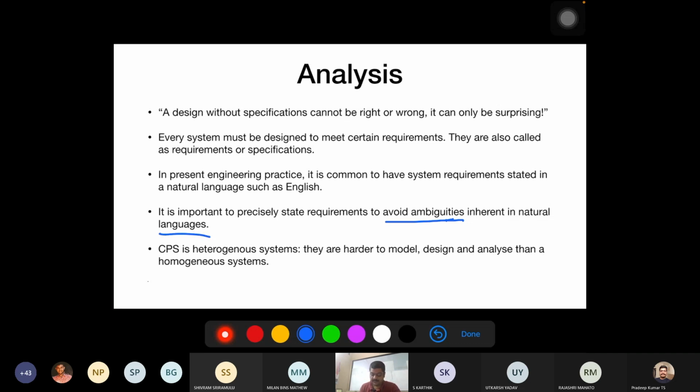But CPS is a heterogeneous system. They are harder to model, harder to design, and harder to analyze than a homogeneous system. So generally, homogeneous systems are very easy to handle, whereas heterogeneous systems are much tougher to handle. Heterogeneous system means the system is made of many different components which are manufactured by different vendors. So that's what we call heterogeneous. Homogeneous system means the system knows itself how to perform with other fellow counterparts. So that's what a homogeneous system is.